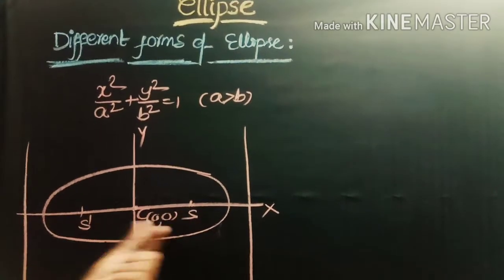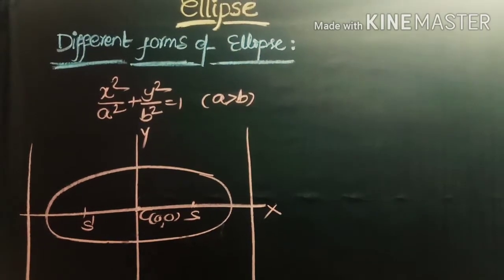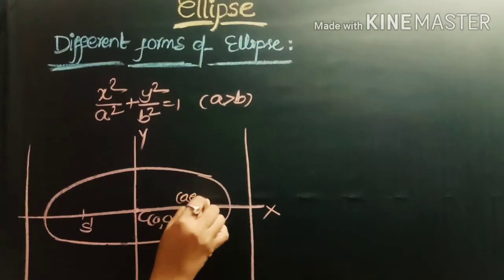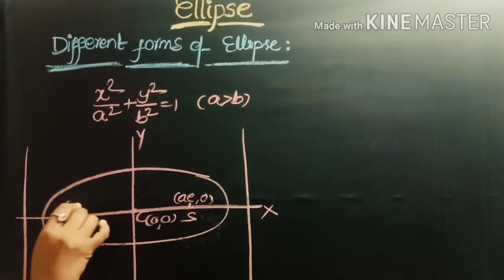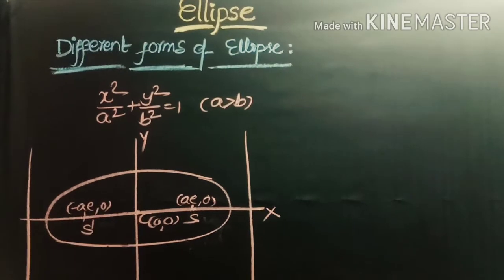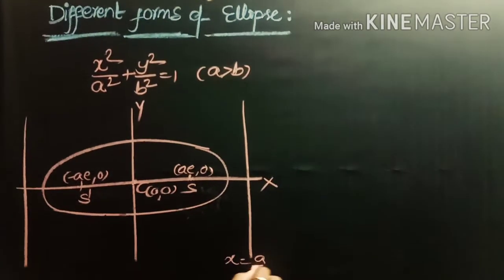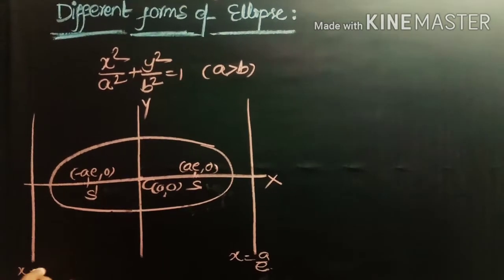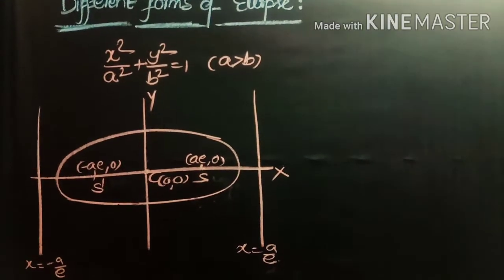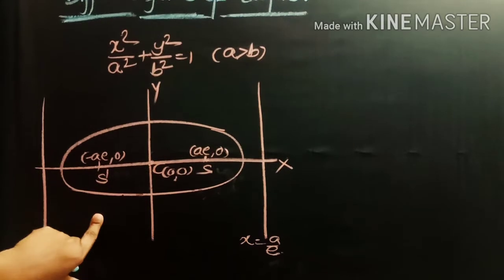Here these are S, S dash, which are the focus points, and the coordinates of S are (ae, 0), and the coordinates of S dash are (minus ae, 0). The equation of one directrix is x is equal to a by e, and the other is x is equal to minus a by e. Now this is the first equation of the ellipse.